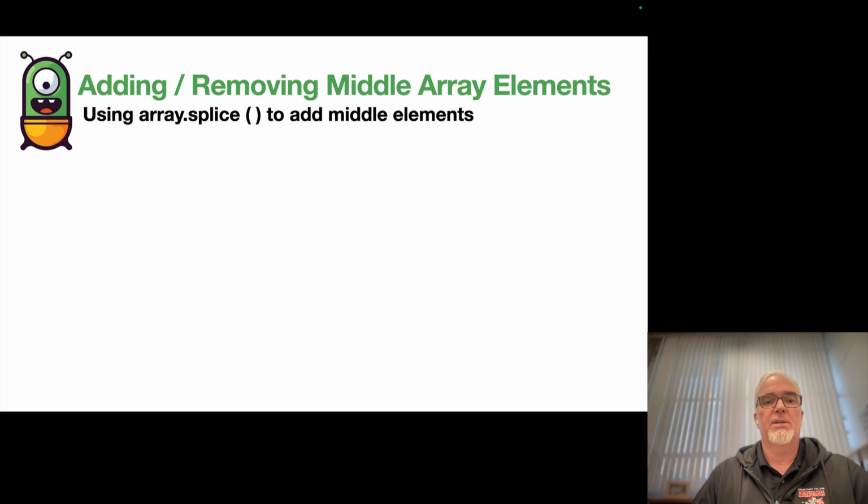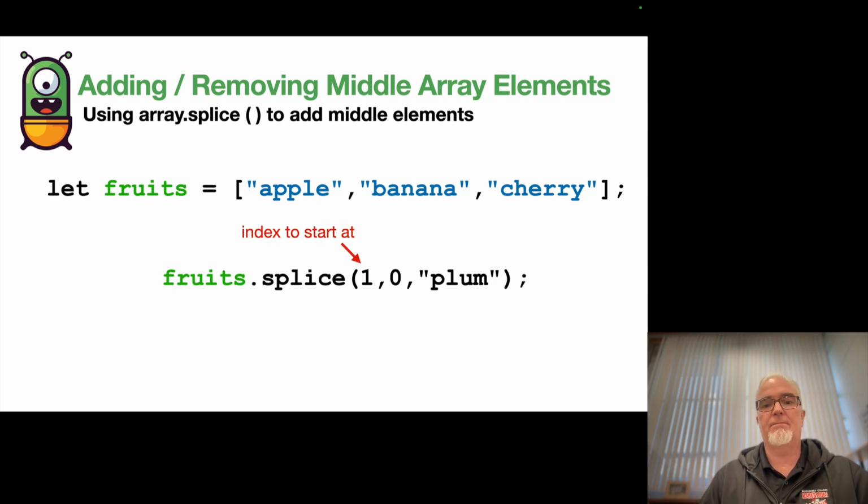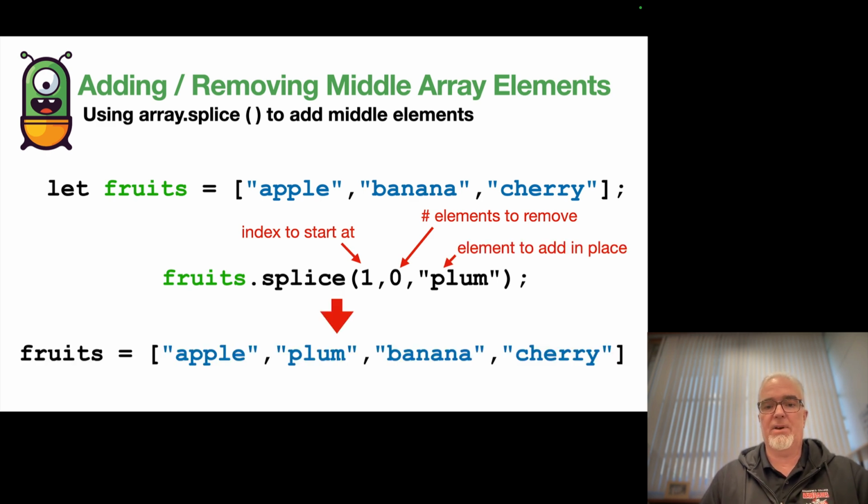Now I can also use splice to just add elements without removing any. If I want to do that, then I'm going to use this format here. Index to start at is 1. Elements to remove is 0 because I'm not removing any elements. So now I'm inserting plum at index 1, which means it's going to push banana back, and plum will become the new index 1, banana is 2, and cherry is 3. So everybody gets a new index here except for apple. That is how splice works when we want to add elements to the array.